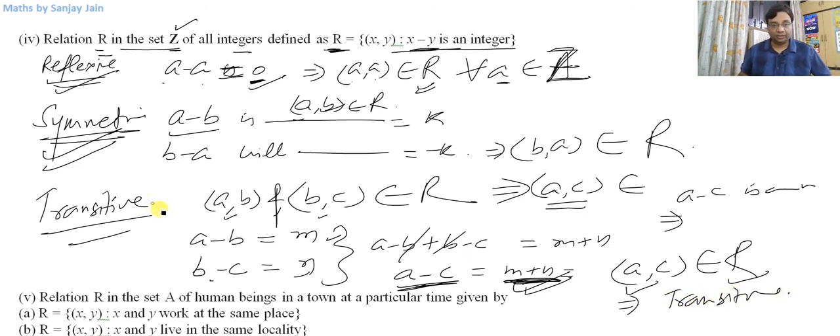Because the presence of A comma B and B comma C ensures the presence of A comma C. Or in other words, if A minus B is an integer and B minus C is an integer, then A minus C will be an integer. Hence, this is transitive.